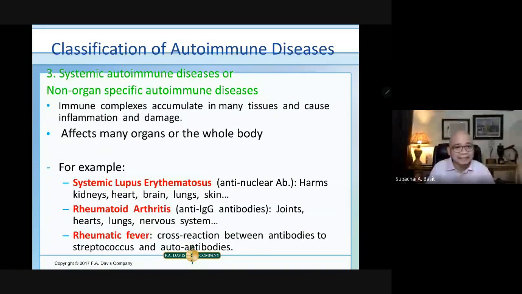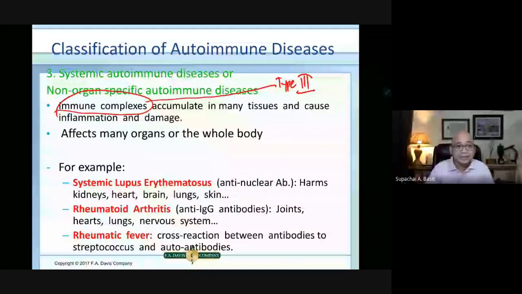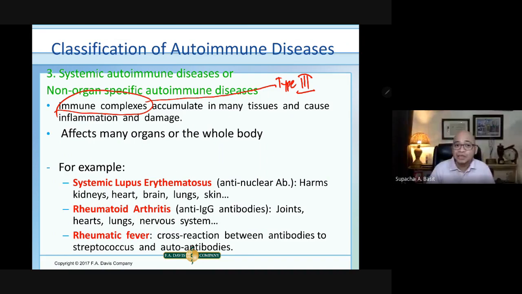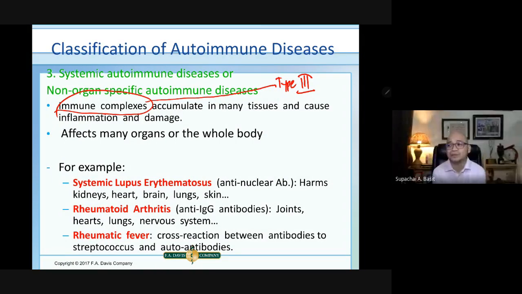And then the third one is the systemic type, meaning it is no longer organ-specific, because of immune complex. Take note, we discussed already the immune complex, or type 3 hypersensitivity reaction, remember that? So immune complex accumulates in many tissues and causes inflammation and damage. This type of autoimmune disease may affect many organs or the entire body. So what are the examples of systemic autoimmune diseases? Examples include SLE, systemic lupus erythematosus.